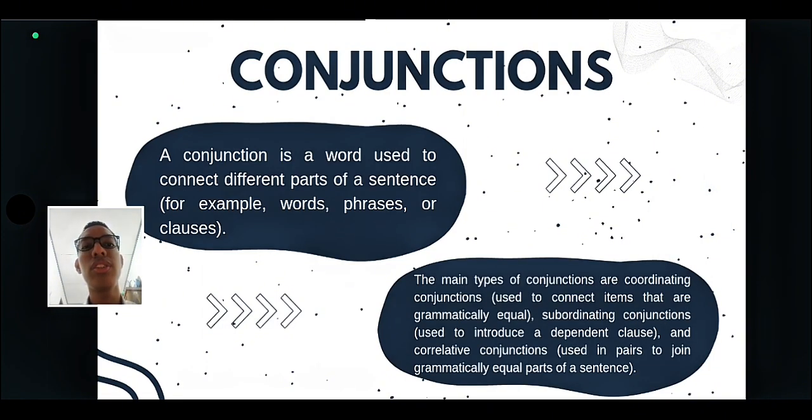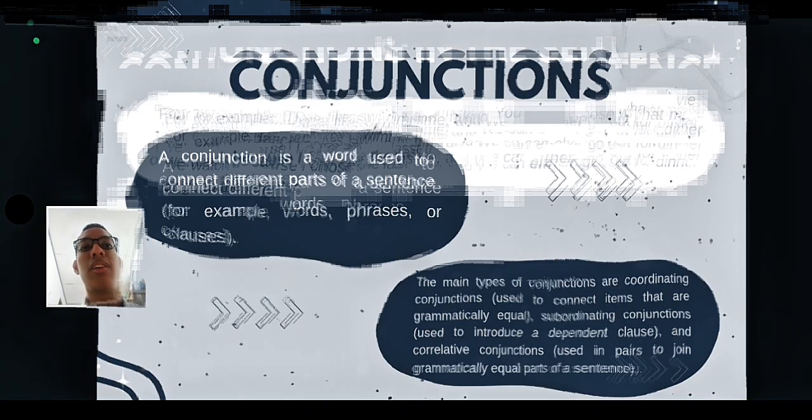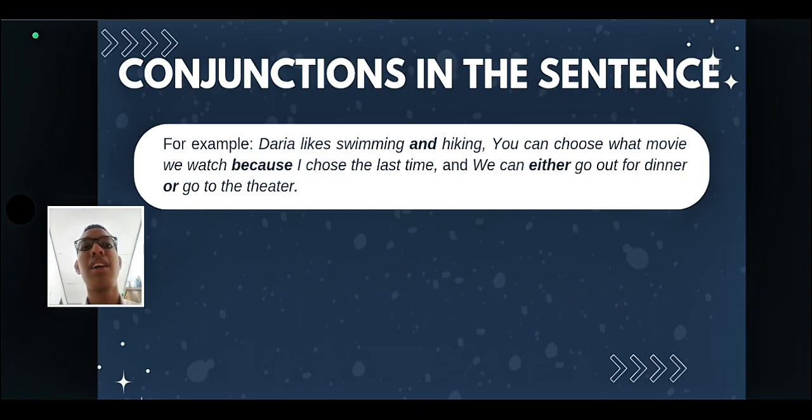Conjunctions. A conjunction is a word used to connect different parts of a sentence, for example, words, phrases, or clauses. The main types of conjunctions are coordinating conjunctions, subordinating conjunctions, and correlative conjunctions. For example, in the sentences: Daria likes swimming and hiking. You can choose what movie we watch because I chose the last time. And we can either go out for dinner or go to the theater.